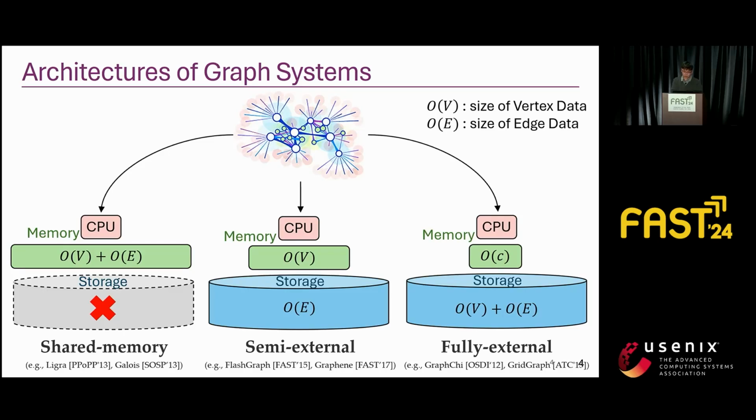So this architecture only requires a very small amount of memory for graph processing. And the fact is, this small amount of memory is independent of the graph size. Here I use big O of C to indicate that it's just a constant amount of memory. No matter how the graph grows in the future, we can use big O of C to process the graph.